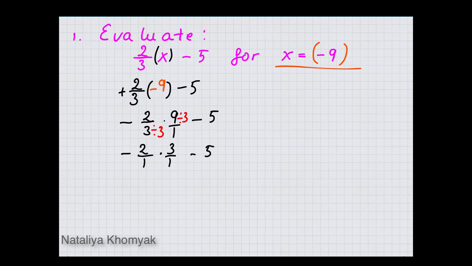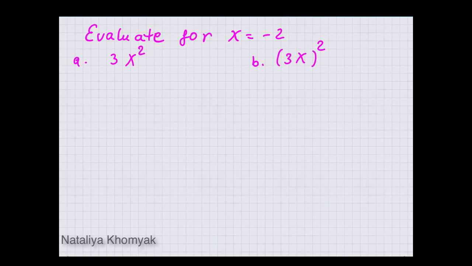So now we have negative 2 times 3 is 6. Out of 1, it's a whole number, minus 5. Same sign, we calculate sum of negative 6 and 5, which is negative 11. And that's our answer.